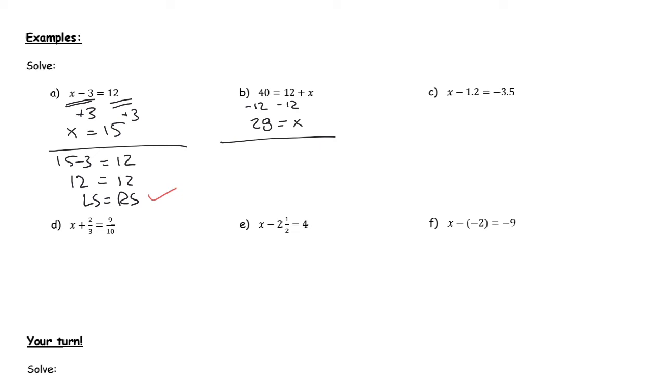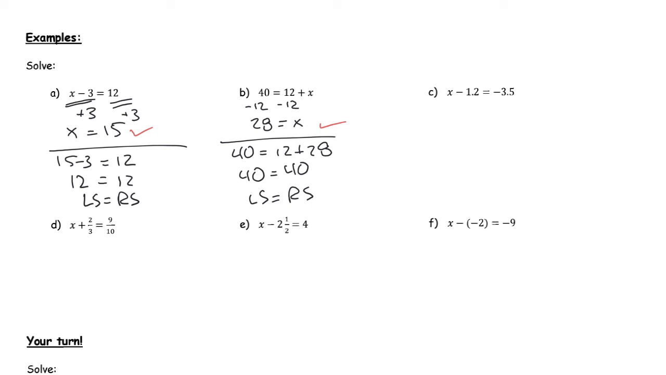Now, let's verify that. 40 is equal to 12 plus 28. Is that true? Well, if I add 12 to 28, carry the 1, there we go, we get 40. So left side is equal to right side. That worked. Actually, I should probably be putting the check marks up here to say that's the work that's correct. The verification just shows that it's true.